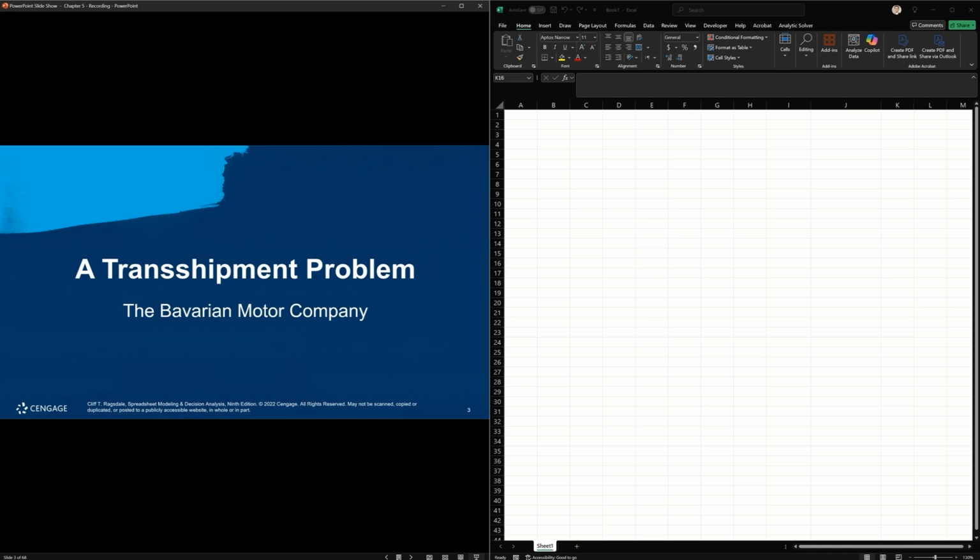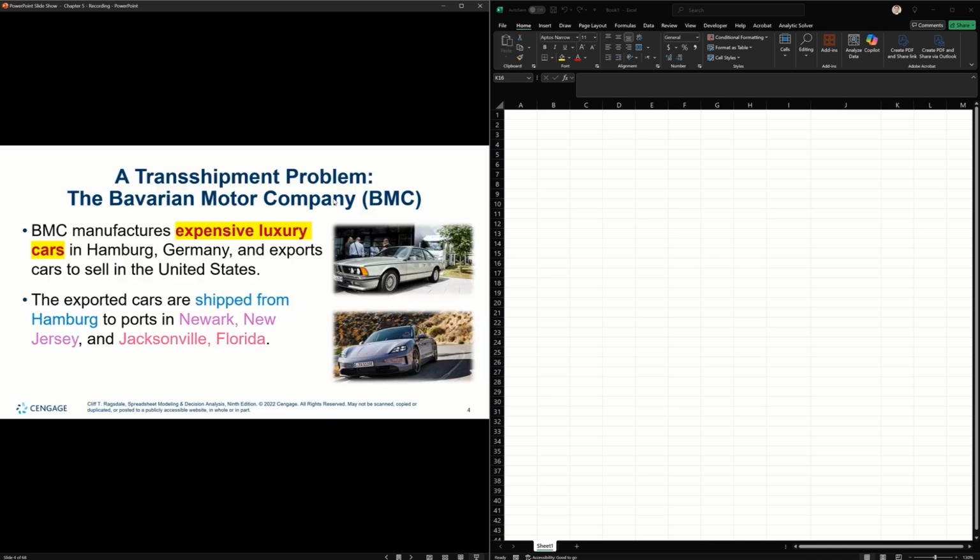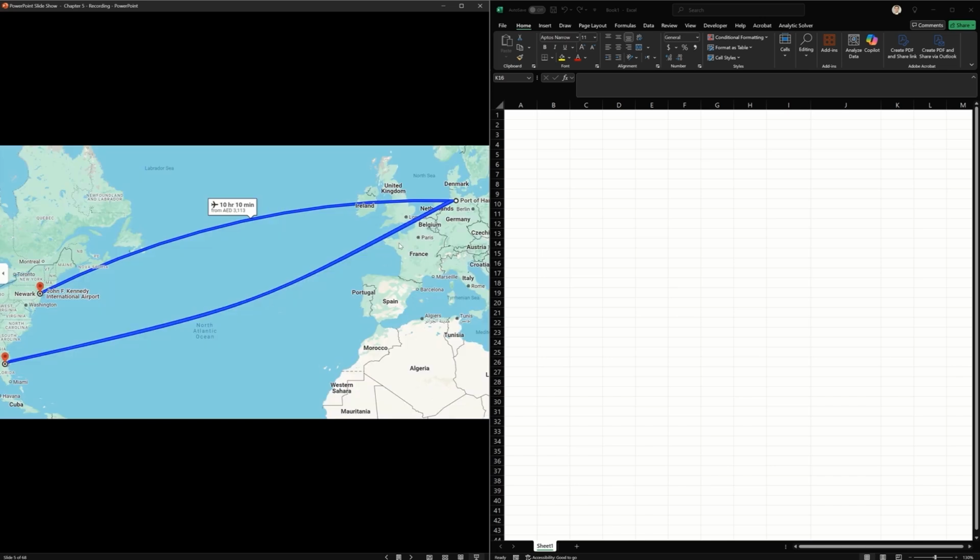We're going to start with the transshipment problem, and here we have an example of a German manufacturing company that produces cars, and they want to get their products from one location in Germany, which is Hamburg, in the north of Germany, to Jacksonville, Florida. That's one of the places. The other one is Newark, New Jersey. So these are 2 different receiving ports where these cars can be shipped to.